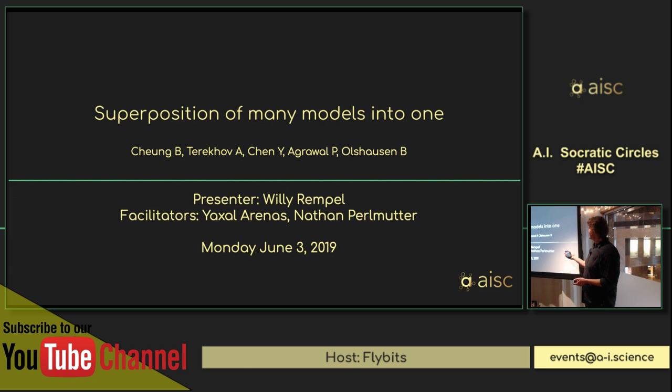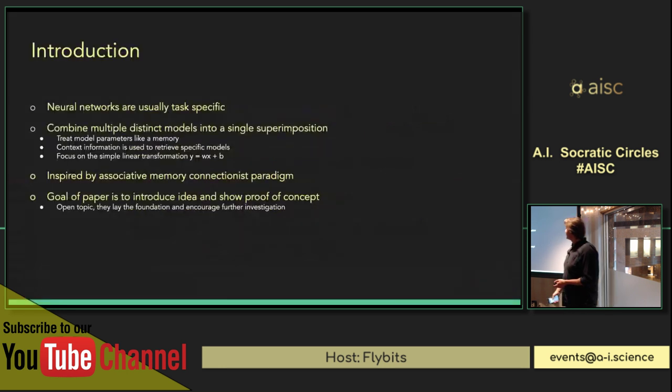So we started, you have at least some familiarity with the topic here. So I'll just jump right into it. What they have here is one great idea that they like, which is this superposition, and this is what they're basically showcasing right now. They start off with: neural networks are usually task specific. We've got one problem, let's get a neural network trained on it, and then we're done.